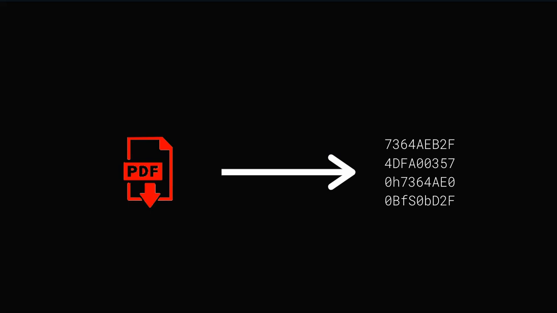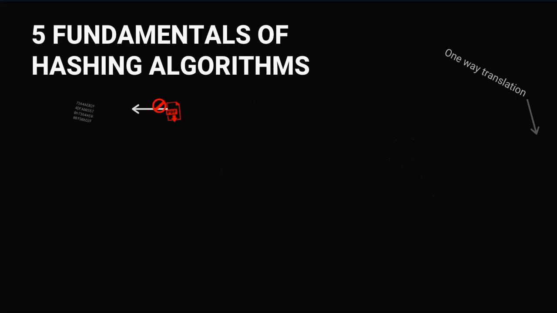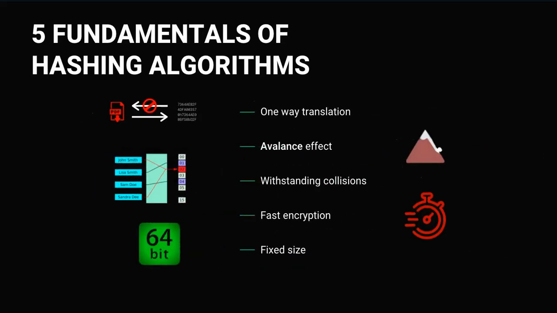Okay, now this algorithm can be used to fingerprint any data: video, audio, text, or even a full operating system. Now we know what the SHA-256 algorithm is all about. So let's see what features make a hash algorithm like SHA-256 so useful. We'll go over the key requirements of a hash algorithm.